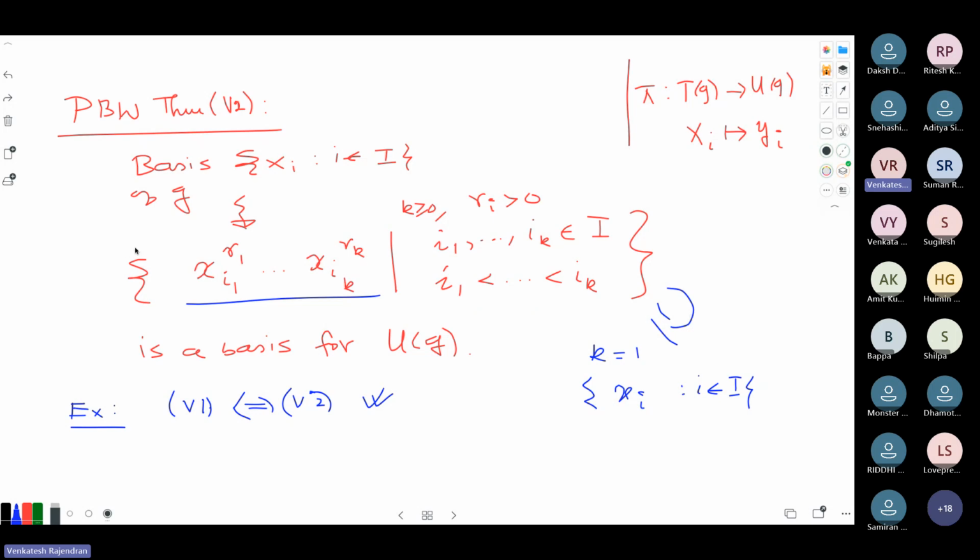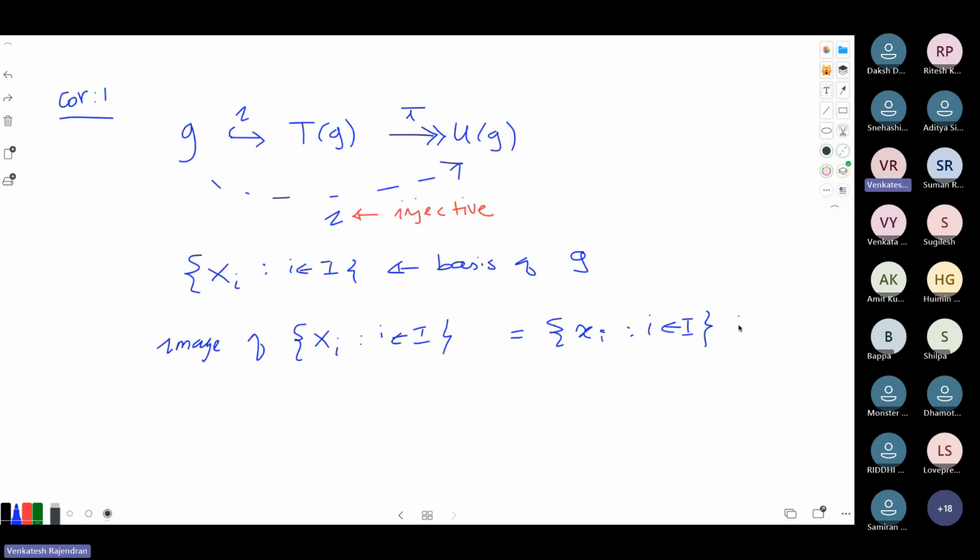So this must be linearly independent inside your image. That means the image iota of G must be isomorphic to G. So there is no problem. And I already mentioned that this iota is actually a Lie algebra homomorphism. So now iota is an injective map, so you can identify G with iota of G. There is no issue. So that is what the PBW theorem actually asserts.